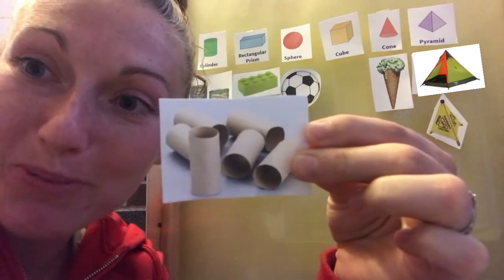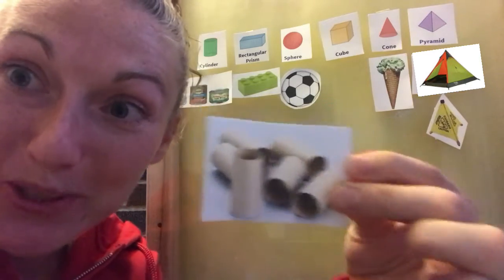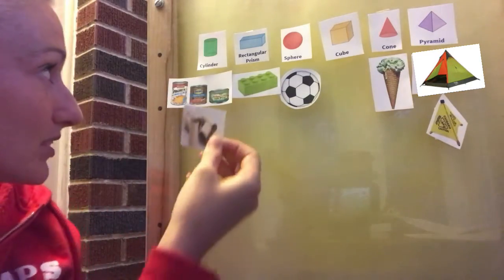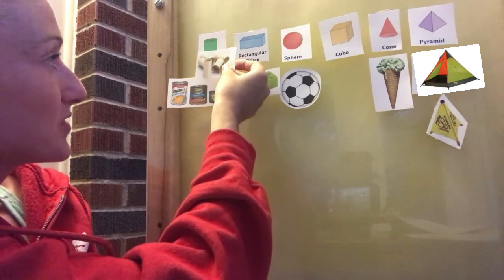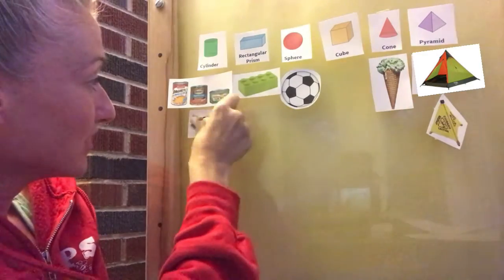Oh, toilet paper rolls. What shape is the toilet paper roll? Oh, look. They have a circle on each end and they're a tube. It's a cylinder.